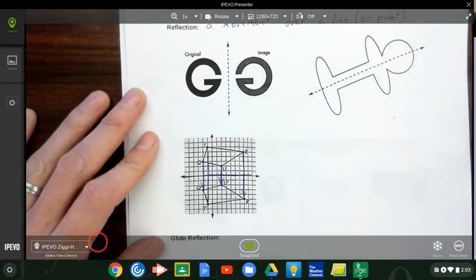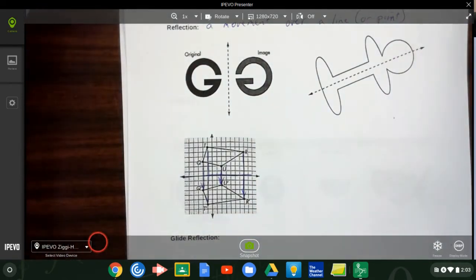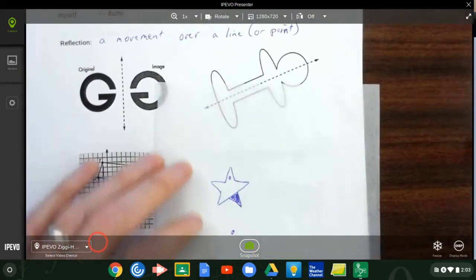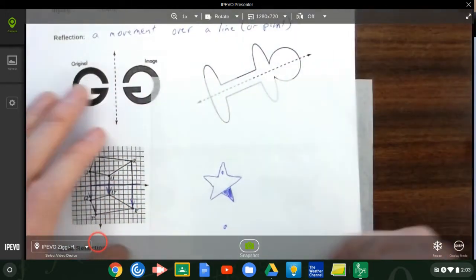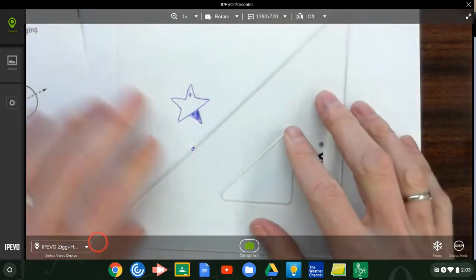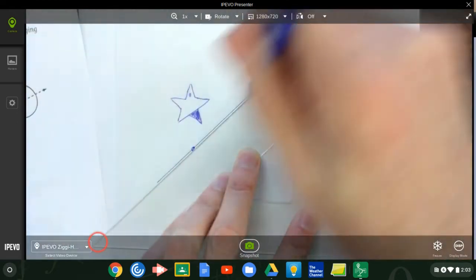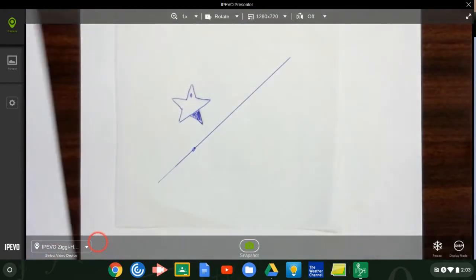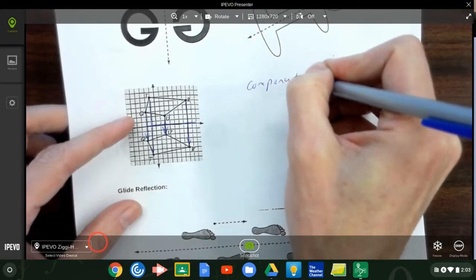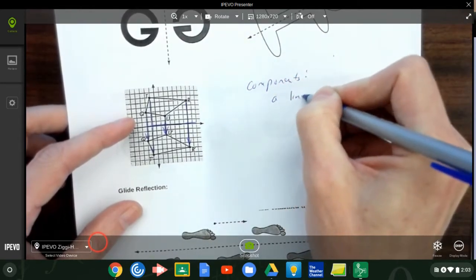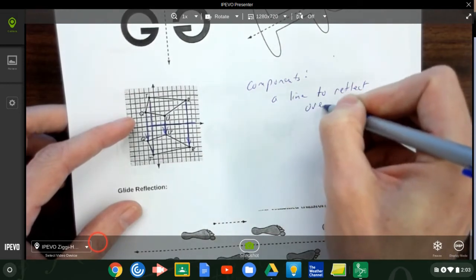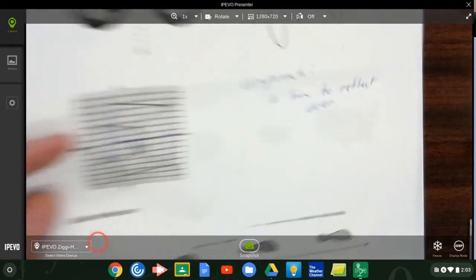So if we go back to our star, where'd my star go? Here's my star. And if I want to flip this star, let's say I'm going to flip over a line, okay? Let's go back to some clear paper so we don't have all that stuff on, because in our reflections, we need a line of reflection to flip over, okay? So if we want to talk about the components for reflection, we need a line to reflect over. That's what we need when we're doing reflections.